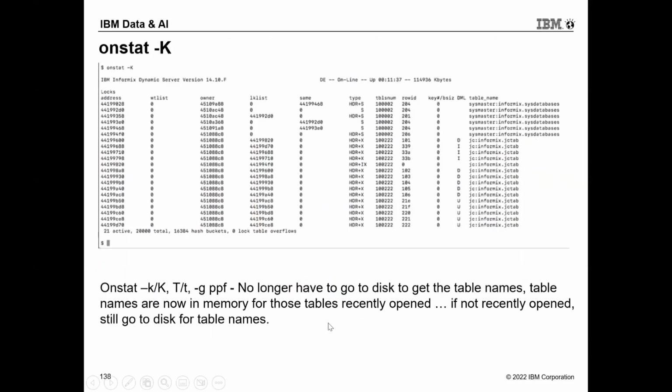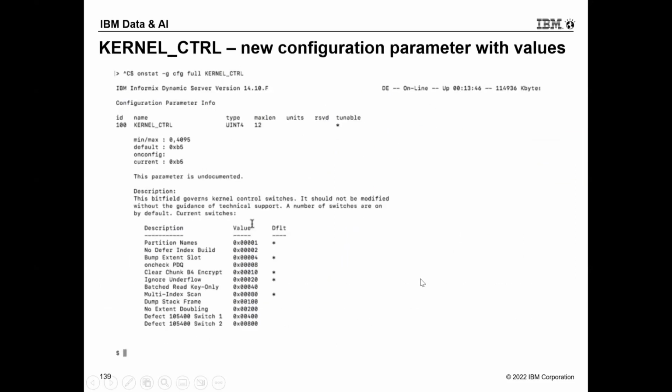On stat -k, you no longer have to go to disk to get the table names. Table names are now in memory for those tables recently opened. If not recently opened, you still have to go to disk for the table names. And if you don't like those table names being in the output, you can always set kernel control.